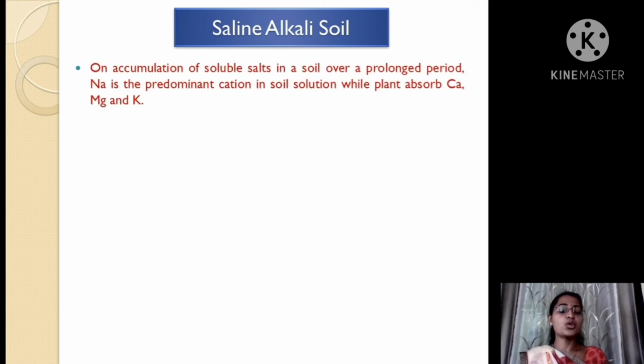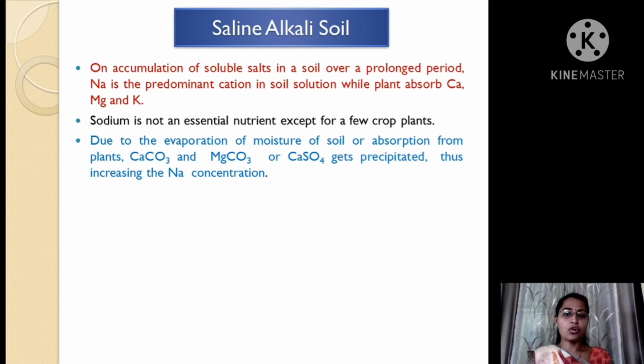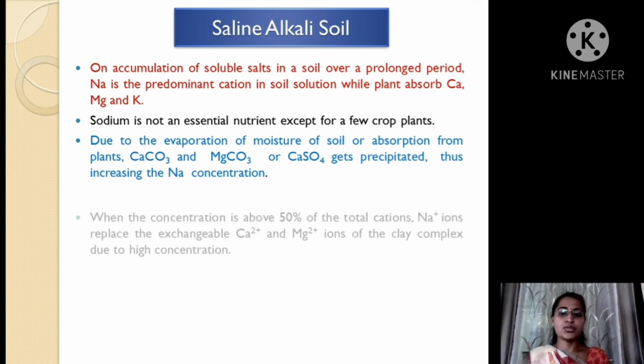On accumulation of soluble salts in a soil over a prolonged period, sodium is the predominant cation in soil solution, while plants absorb calcium, magnesium and potassium. Sodium is not an essential nutrient except for a few crop plants. Due to the evaporation of moisture of soil or absorption by plants, calcium carbonate, magnesium carbonate or calcium sulfate get precipitated, thus increasing the sodium concentration.